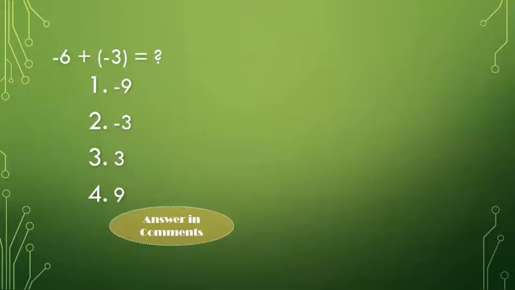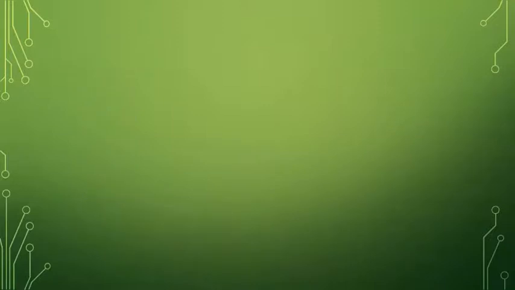This is another question. Minus 6 plus minus 3. As we learned in the addition rules, when the signs are the same, we just have to add and keep the same sign. So when we add minus 6 plus minus 3, we will get minus 9. So this is our answer.